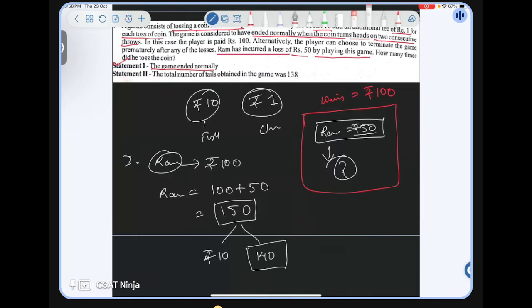So can I say like this? Using 1 alone and this one alone, we won't be able to solve. Why? Because statement number 2 doesn't say anything about how Ram won the game, whether by winning the game or by terminating the game. So because of those two statements, it's unclear. That's the reason why statement number 1 alone is sufficient to answer, and 2 is not sufficient to answer there.